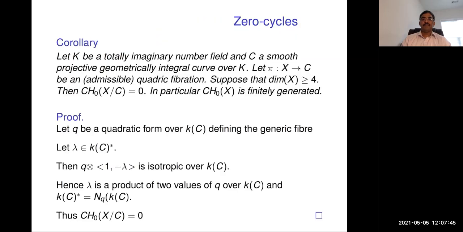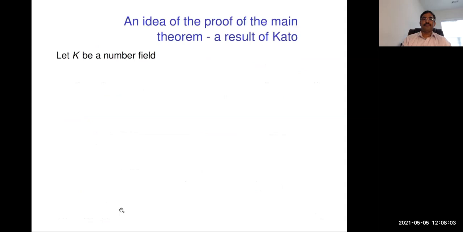So that completes our application part. Again, what we used is only that Q tensor <1, -lambda> is isotropic, and one expected that the u-invariant is 8. That's the reason why Colliot-Thélène and Skorobogatov said that this has to be trivial.